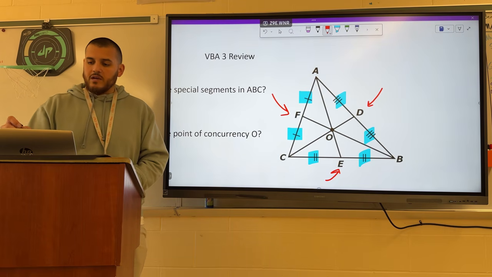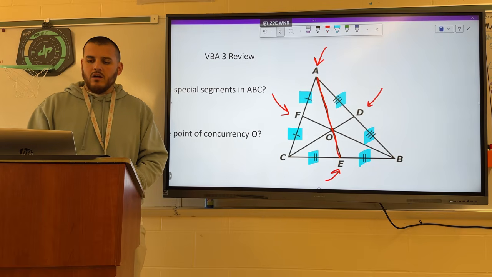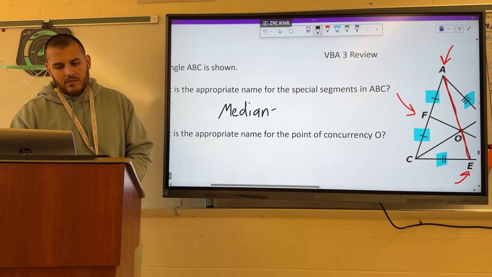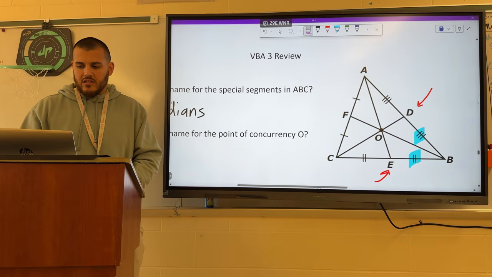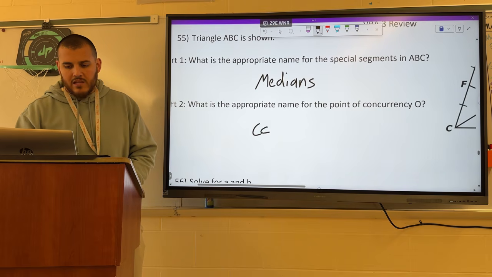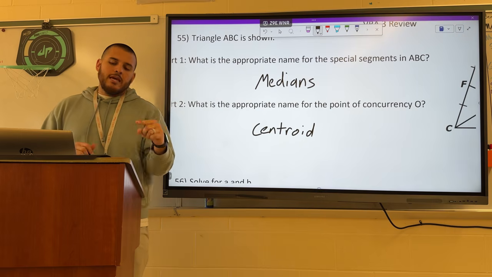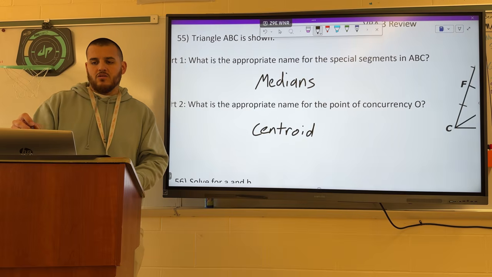The special segments that go from a vertex to a midpoint are called medians. These are all medians. And the point of concurrency, where all medians intersect each other, so that would be point O in this figure, where they meet in the middle, is always called a centroid. So in that figure, those special segments were medians because they go from a vertex to a midpoint, and where the medians intersect, we just need to memorize that point is called a centroid.